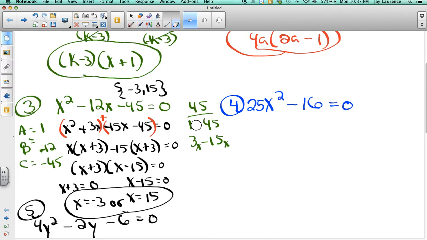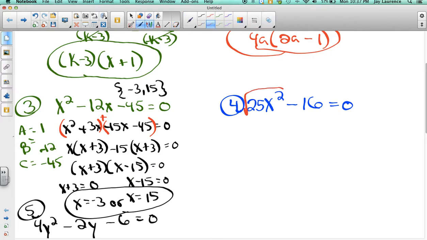All right, number 4, you got a couple choices here. You could multiply, do the ABC thing. You could. I don't want to. I'm recognizing that these are perfect squares. Yeah, this is a perfect square. I'm going to get a 5x. And this is a perfect square, and I'm going to get a 4.